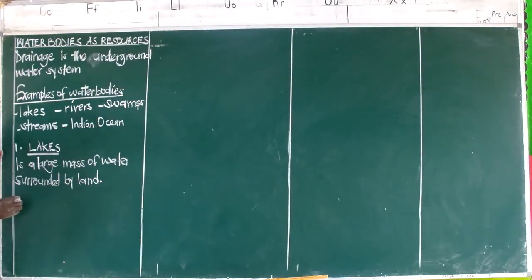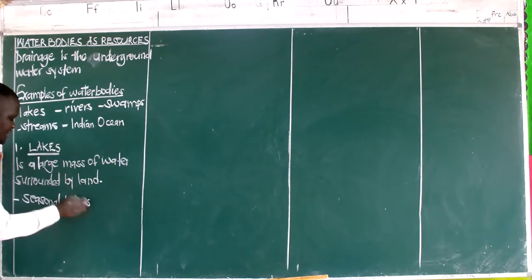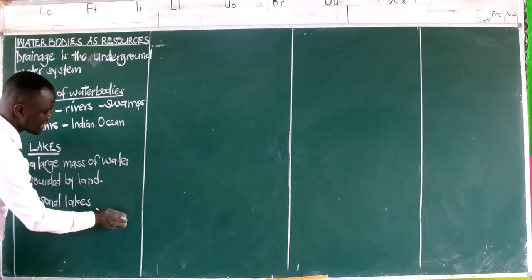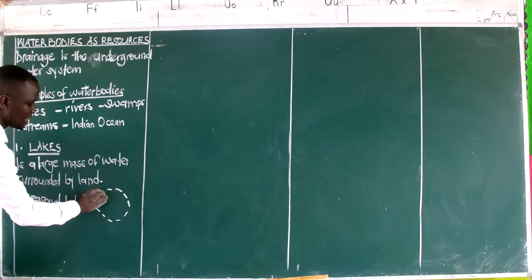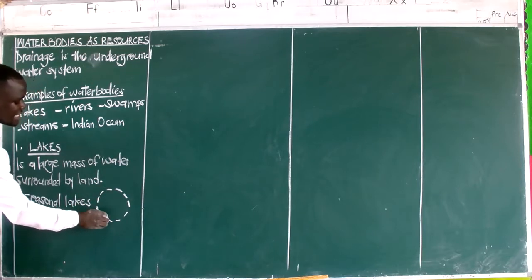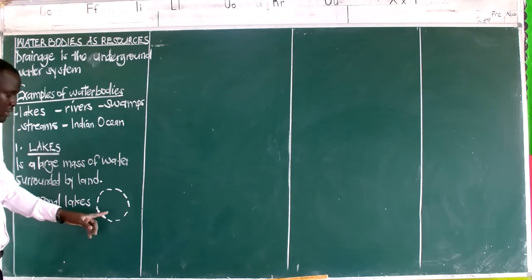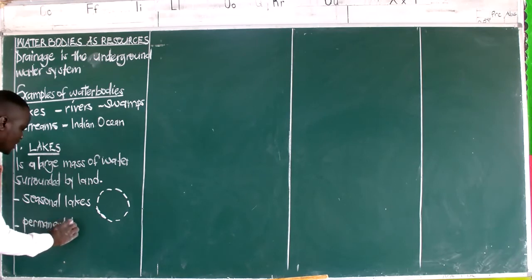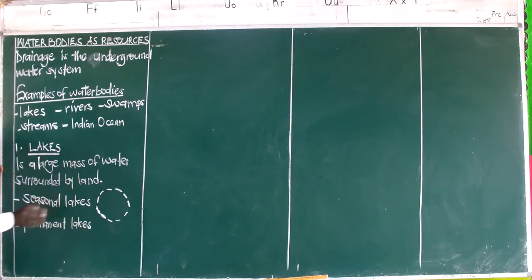We have lakes categorized into seasonal lakes. These are the lakes that have water only during the wet season, and when the dry season comes, they dry up. That is the map symbol that we use for those lakes. And then we also have those lakes that have water throughout the year. They have water in both seasons, whether dry or wet. They are called permanent lakes.